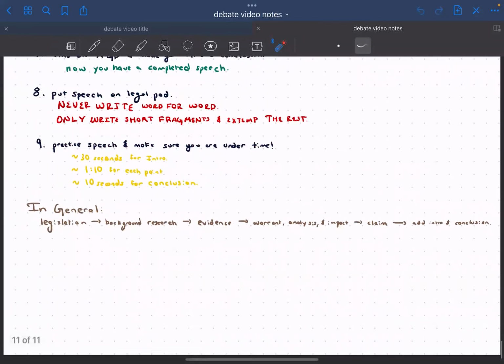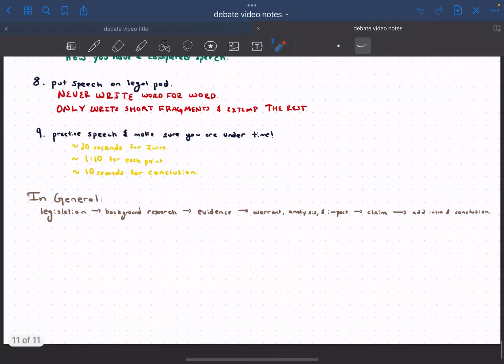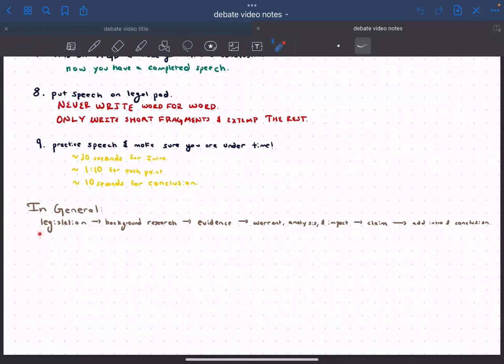So in general, the way that I would go about this whole process, if I were to sum it down into simple keywords, is you start with the legislation. Once you understand the legislation, then you do background research. Once you understand the background research, you look for evidence. Once you find evidence, you create your warrant, analysis, and impact all at the same time, followed by, after reviewing the rest of your argument, creating an active claim, and then adding an introduction and conclusion as the cherries on the top of your speech.